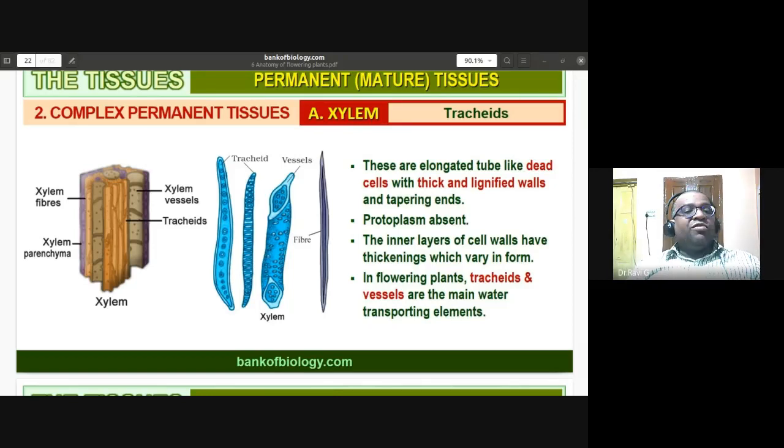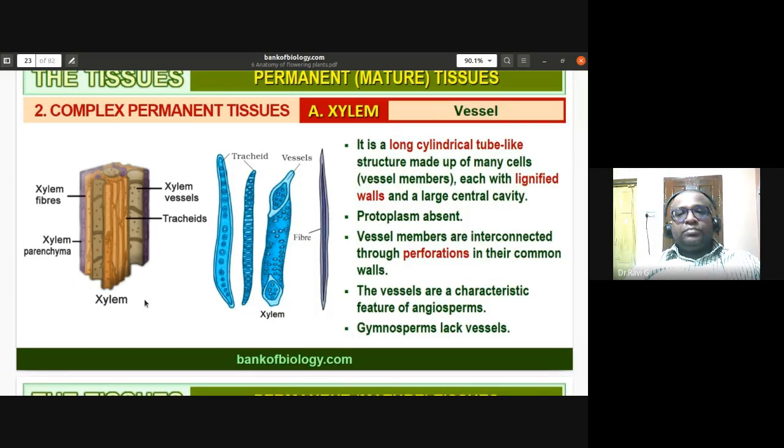There is another name for vessels. It is also called trachea. Okay. The vessels, you can already notice here, the xylem vessels. The xylem vessels are long cylindrical tube-like structures made up of many cells, that is vessel members, each with lignified walls and a large central cavity. So they don't have tapering walls, they have lignified walls, and they have a large central cavity. Protoplasm is absent even in the case of vessels.